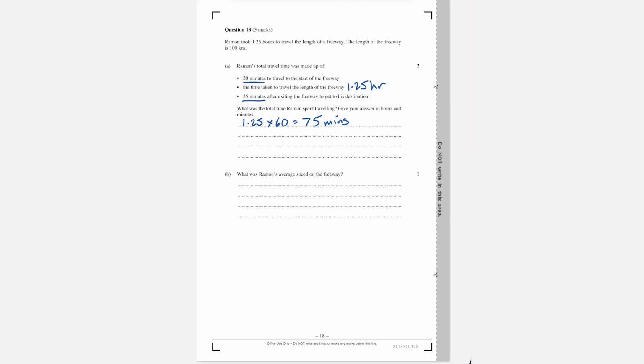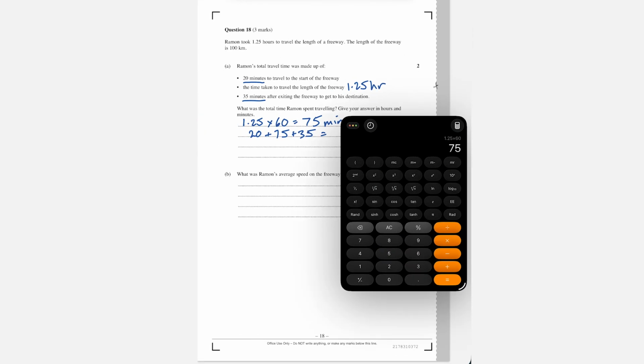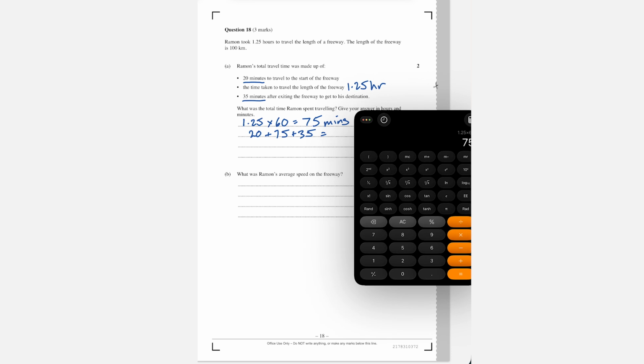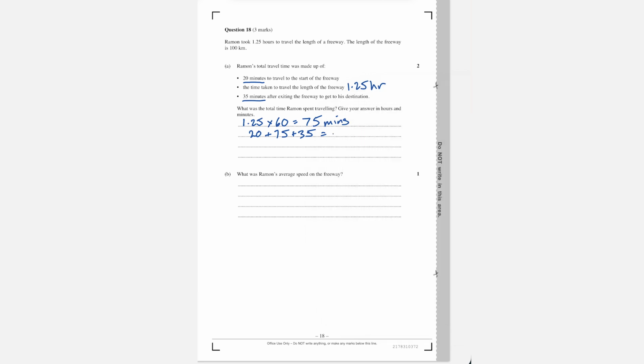All right, so we're going to need to add it to the other two. So 20 minutes plus 75 minutes plus 35 minutes. Let's put that into our calculator again. And there we go. So 75 plus 20 plus 35 equals 130 minutes.